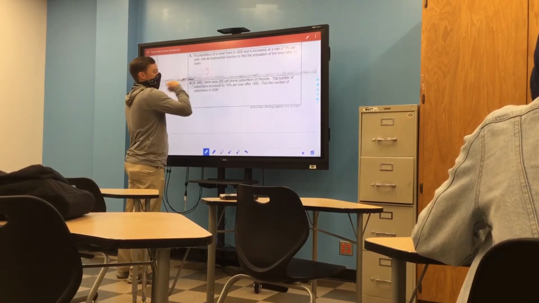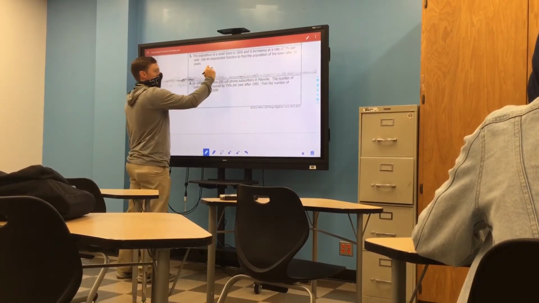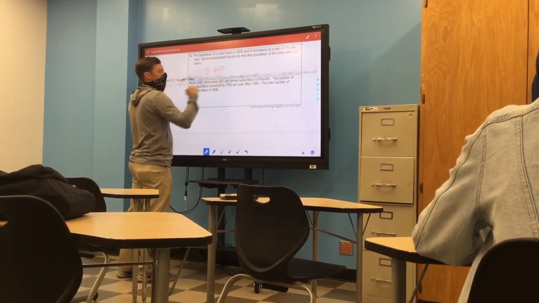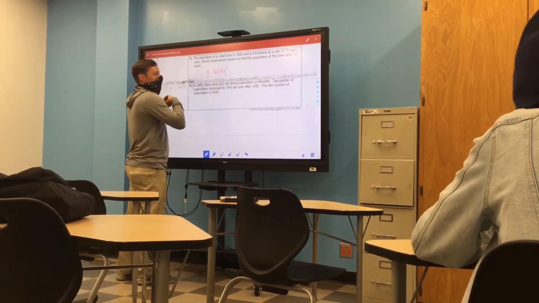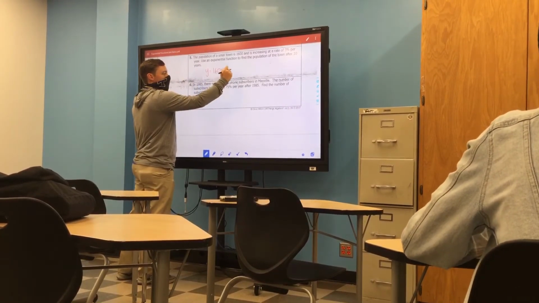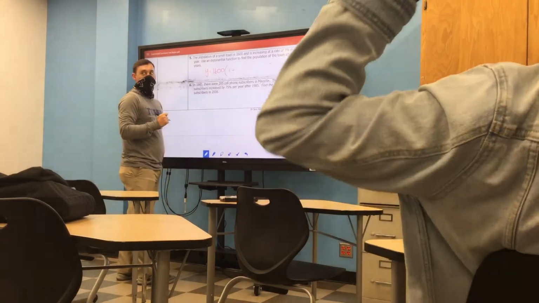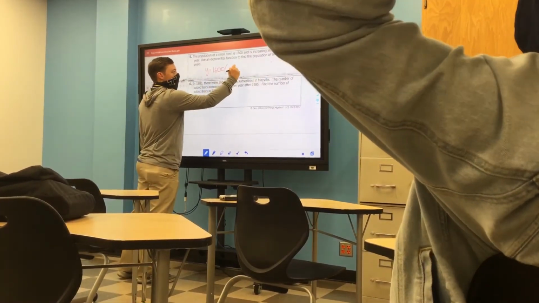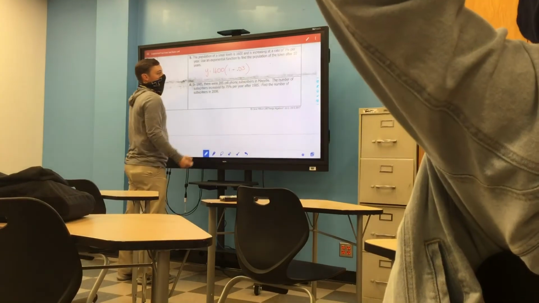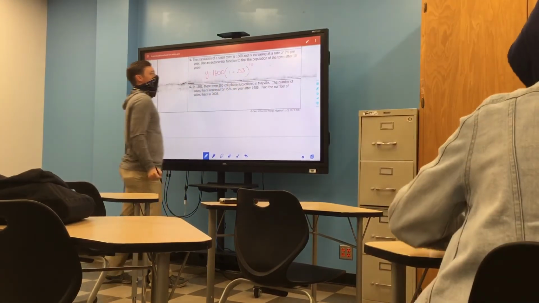So y is equal to my initial amount, which is 1,600. Okay, we're increasing at a rate of 3%, so I'm doing plus what? 0.03. 0.03, and then raising it to the 10th power, because we're looking after 10 years.